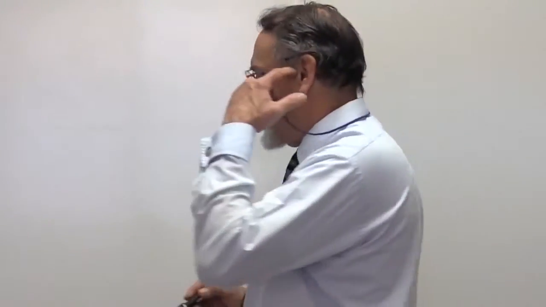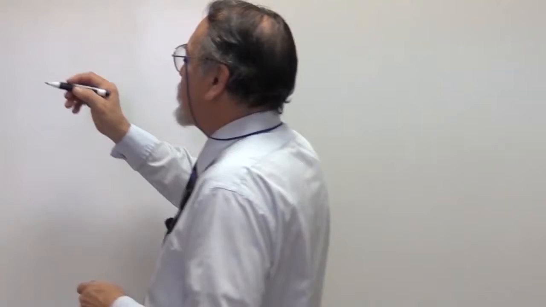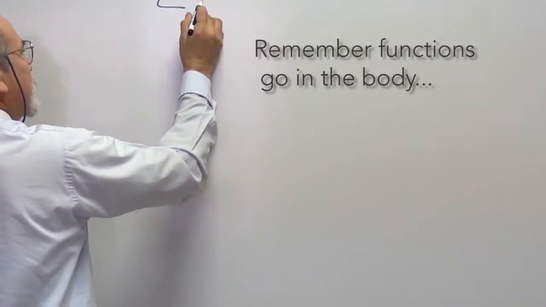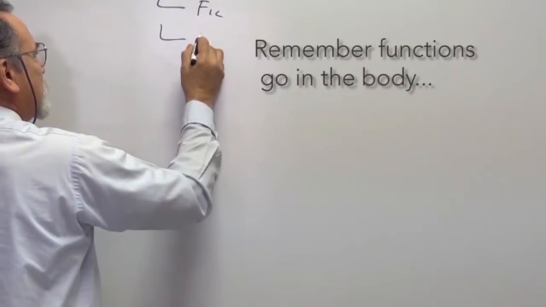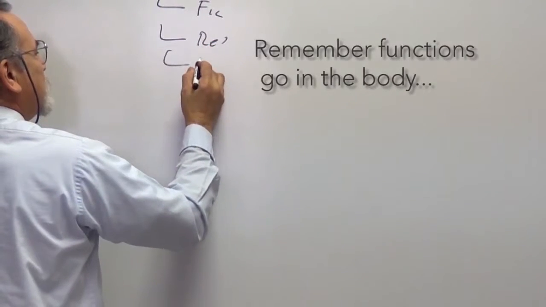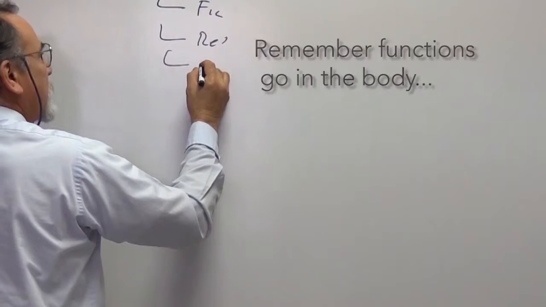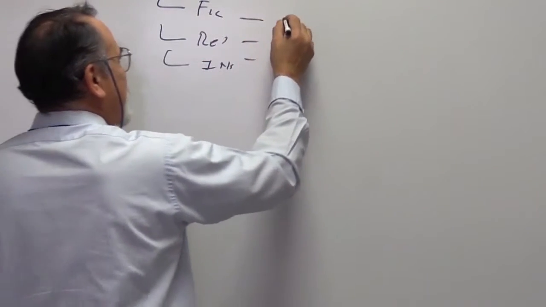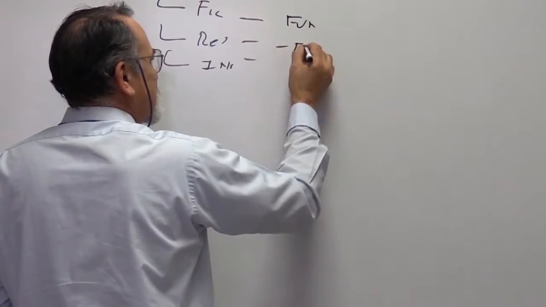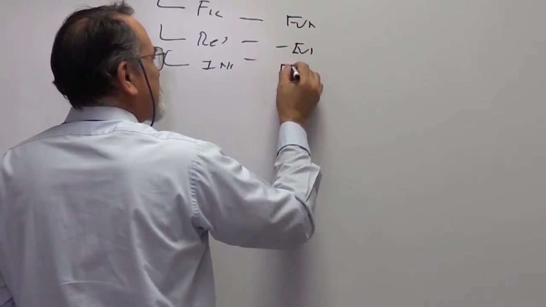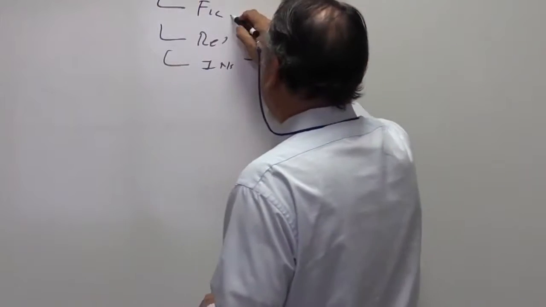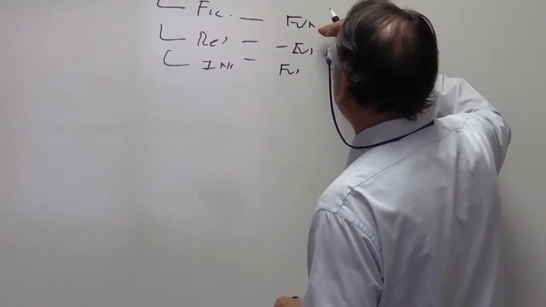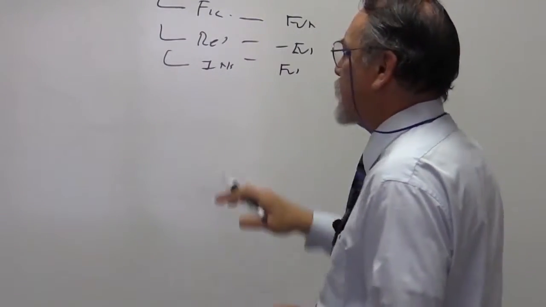So, remember we were talking about the benefits. So, in here you would say, I'm going to use a program for FICA, I'm going to use one for retirement, I'm going to use one for insurance. Okay, and each of these is going to have a function with it. So you're going to have like FICA, retirement, insurance, and you're going to have the function on each one.